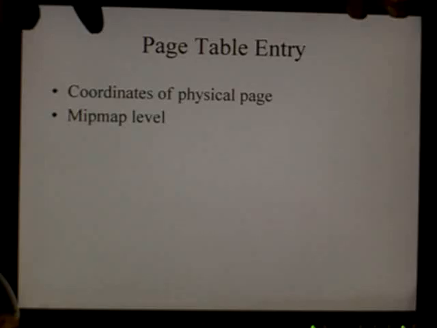To make that work, in the page table entry, this texel is going to actually contain the coordinates of the physical page, and it's going to contain the mip level. That way we have all the data available in the page table entry, so when we copy the page table entry around, we get exactly what we need.